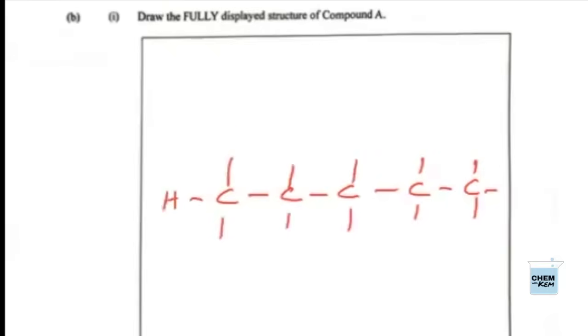They want us to draw the fully displayed structure of compound A. Compound A is C5H12, CnH2n+2, so that's pentane. So we're going to draw our structure with 5 carbons long. And of course, we're going to put on our hydrogens. So this is a saturated hydrocarbon, 5 carbons, 12 hydrogens. That's it for that page. We'll move on to the next page.